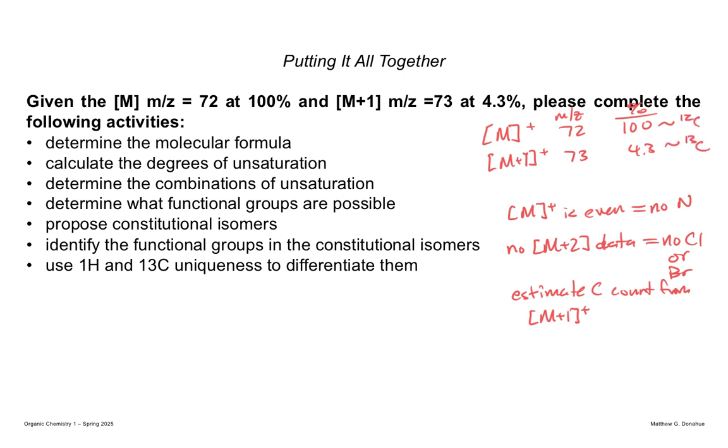So your parent is due to the carbon-12 contribution. The parent plus 1 is your C13 contribution. And that's giving you a starting point of the total number of carbons in the molecule. So we see that that number is about equal to 4.